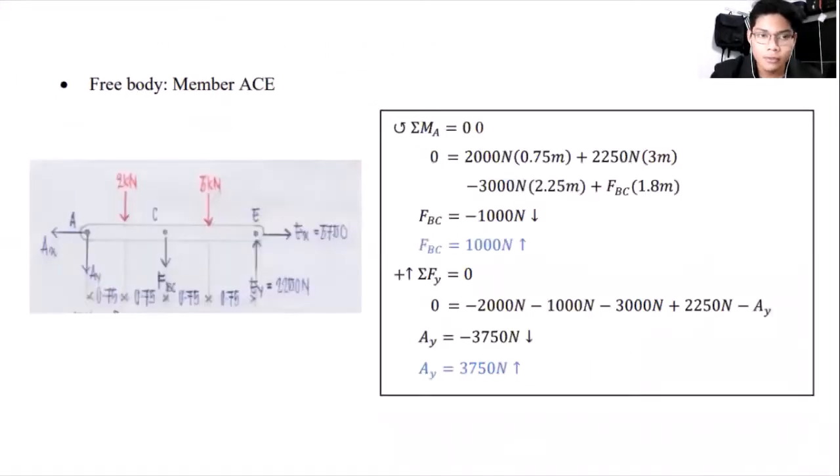So this is the free body diagram for member ACE. By calculating the moment at A, we will be able to determine the force at BC, which is equal to 1000 Newton. And by applying the equilibrium equation for Y direction, we will be able to determine the value of Ay, which is equal to 3750 Newton.